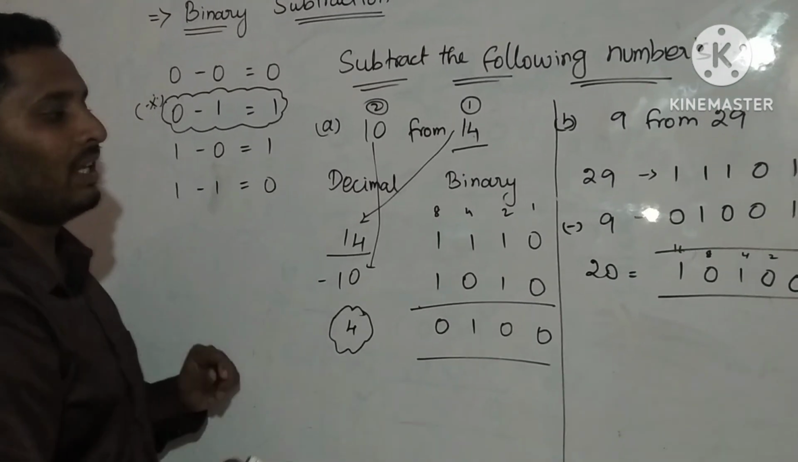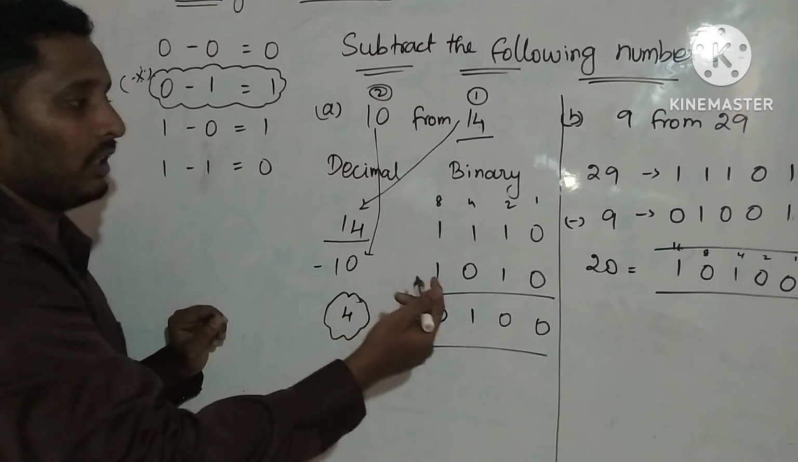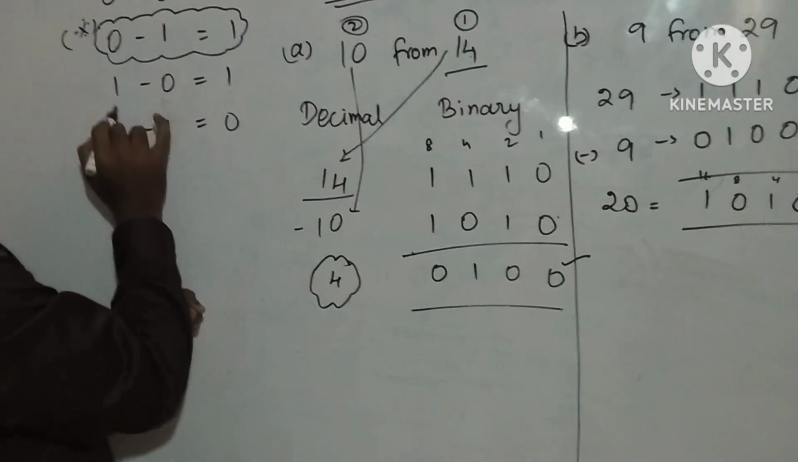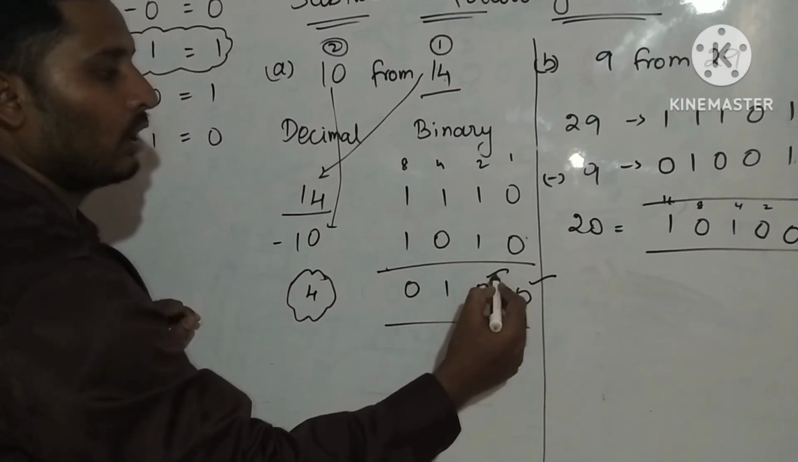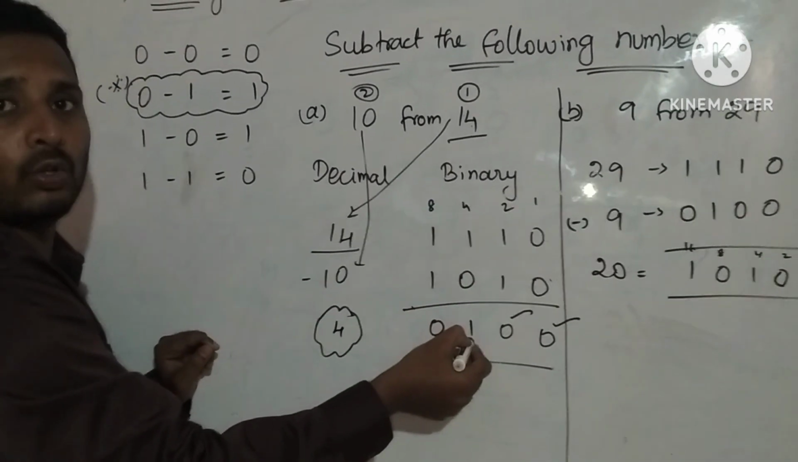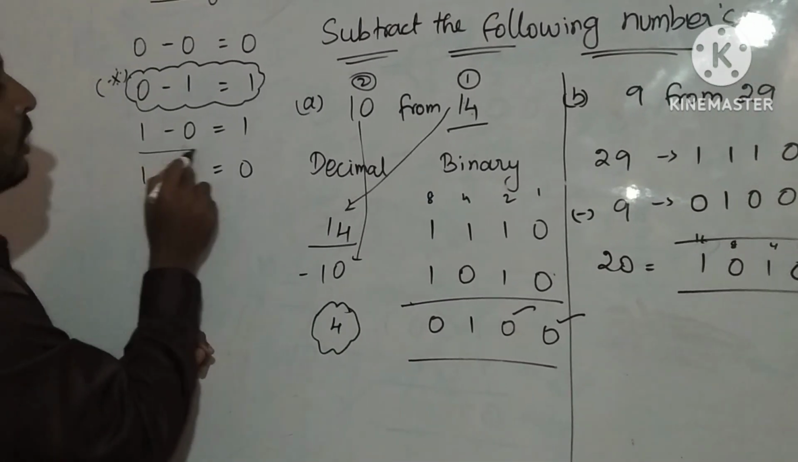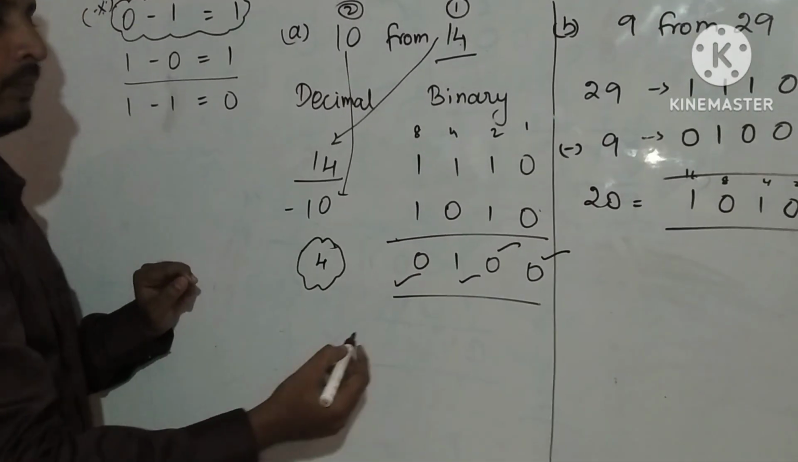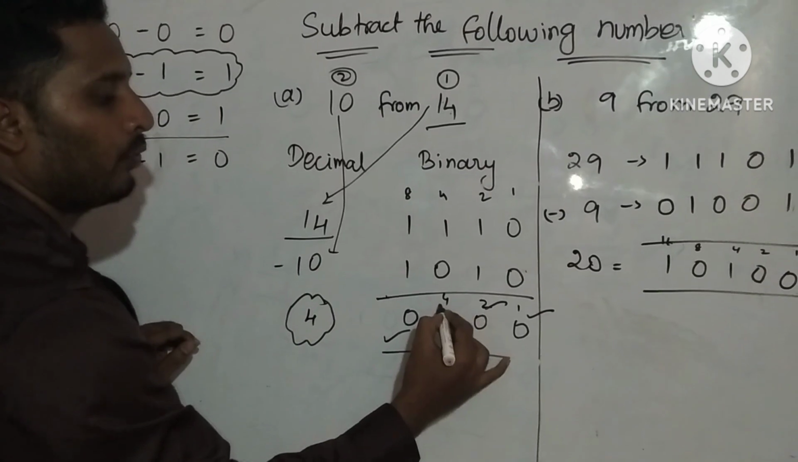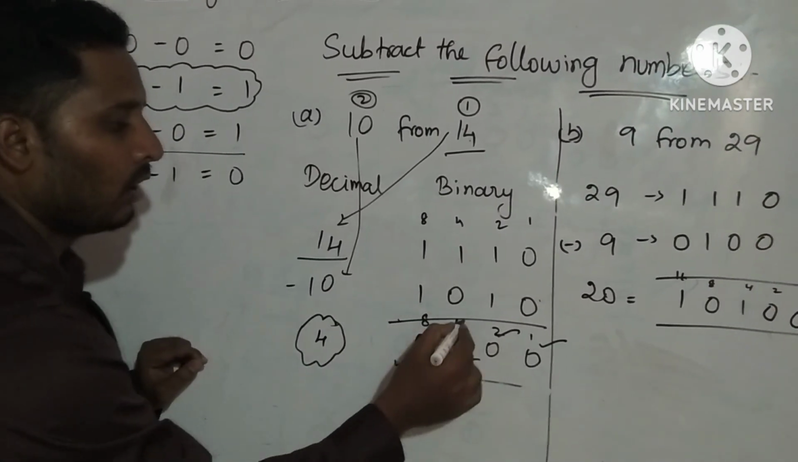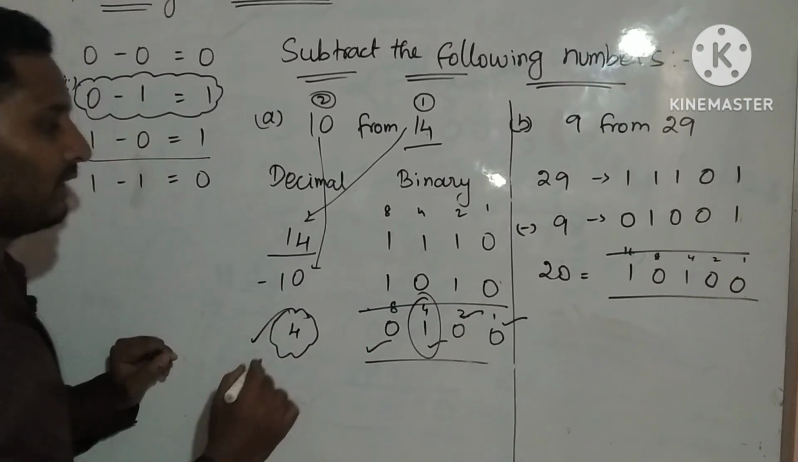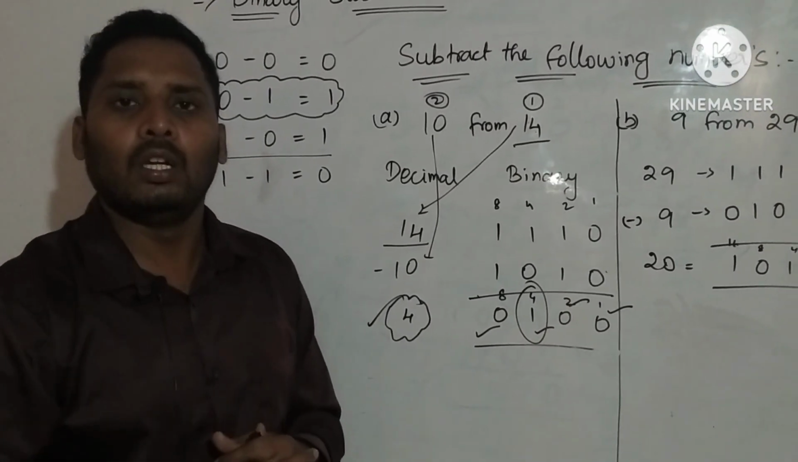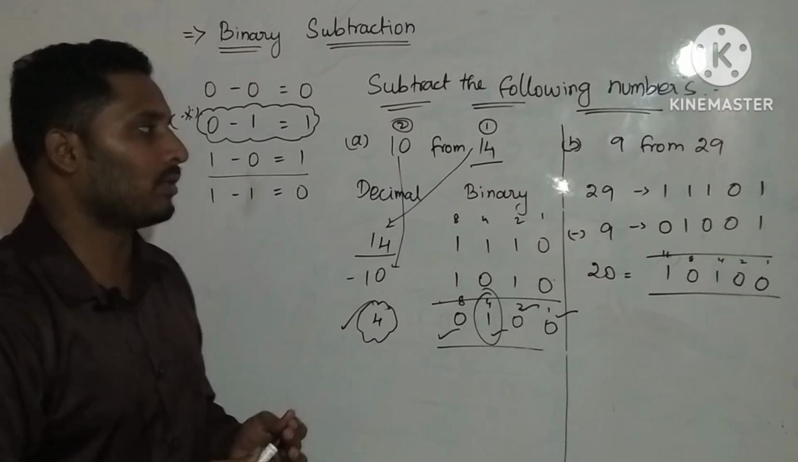Now we need to subtract both numbers. So 0 minus 0 is equal to 0, 1 minus 1 is equal to 0, 1 minus 0 is equal to 1, 1 minus 0 is equal to 1, 1 minus 1 is equal to 0. So the total, with the 1, 2, 4, 8 BCD code, we have 4 digits, so the answer is 4. Very simple calculations we have done, right? Now we'll see another question.